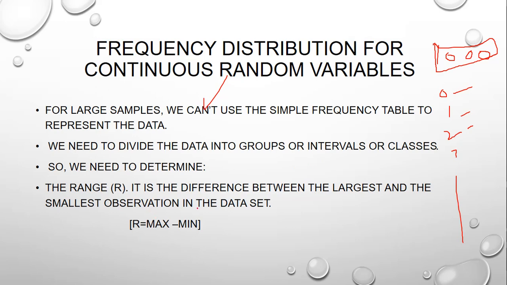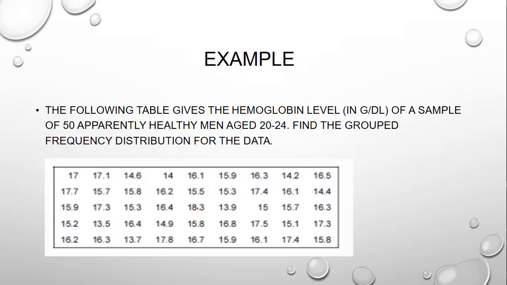When you understand the example, you can easily understand frequency distribution for a continuous random variable. This is my example. The following table gives the hemoglobin level for a sample of 50 apparently healthy men aged 20 to 24. Find the group frequency distribution for the data. These are only 50 observations, not even 1000, and it is still difficult in the discrete way. In the continuous way you can easily solve. First we need to find the range. The formula for range is the highest value minus the lowest value, maximum minus minimum in the data set.